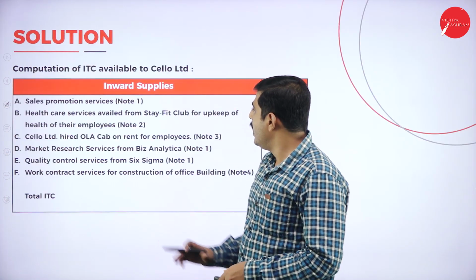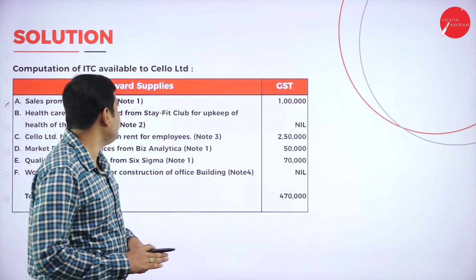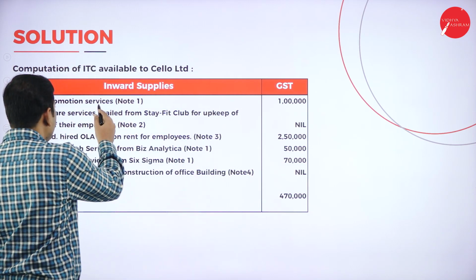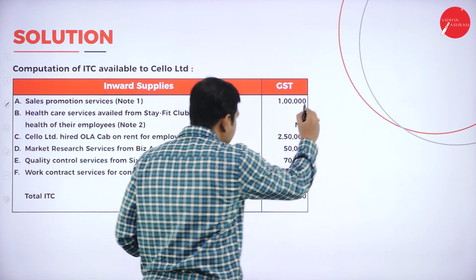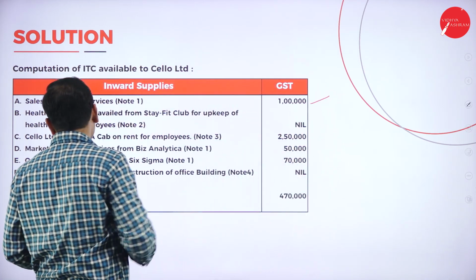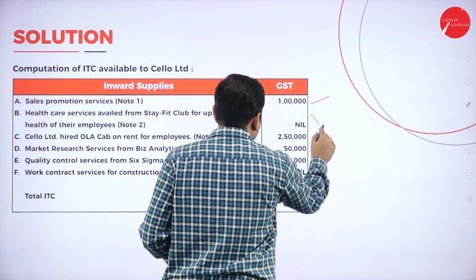Let's solve the problem. Computation of ITC available to Cello company. Now sales promotion service. Sales promotion is done for the business purpose. Yes, ITC is available. Next one, healthcare service, but there is no government obligation. So ITC is not available.